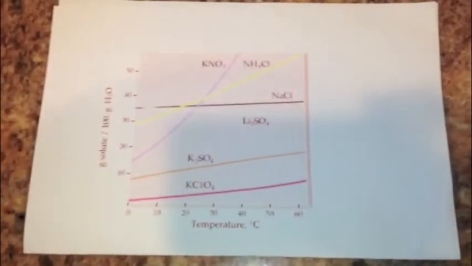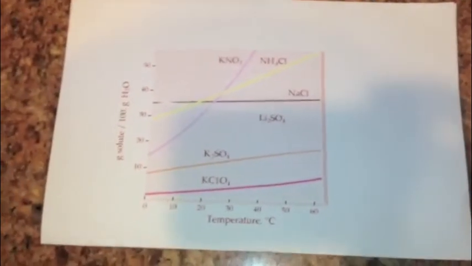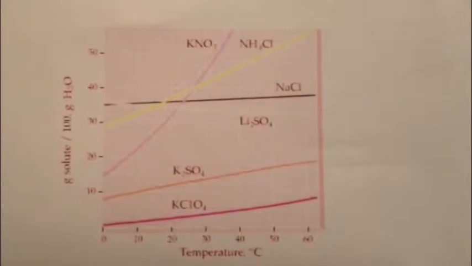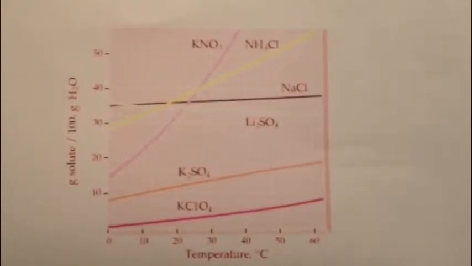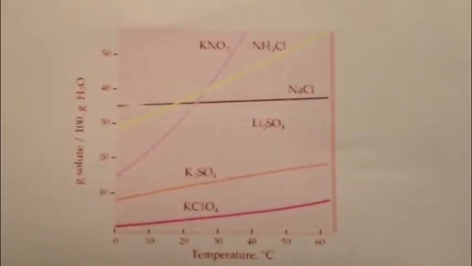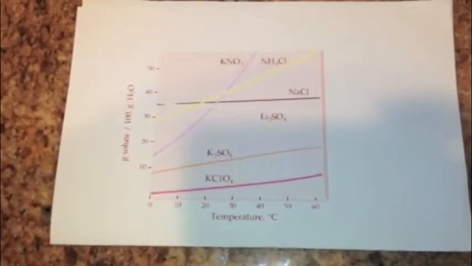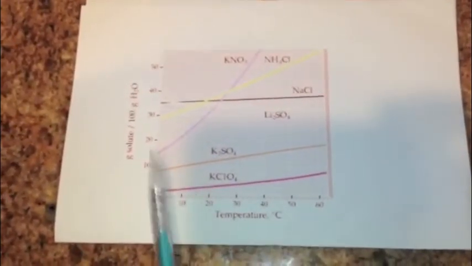Read the graph and notice the x and y axes. The x-axis shows temperature and the y-axis shows the solubility in water. Identify which substance you are trying to find the solubility of. We're going to use K2SO4.